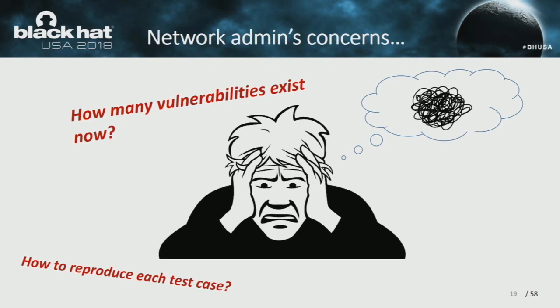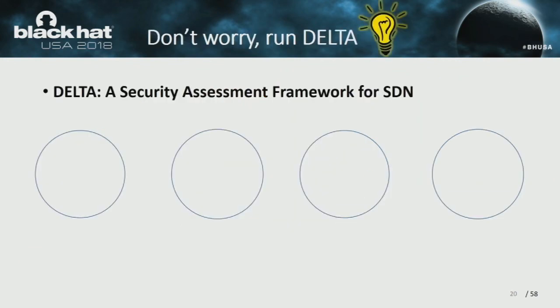Because manually testing each attack in different SDN components is definitely not a simple task. And also, passing all the known security test cases does not necessarily mean that an SDN component is secure, as there may be unknown attacks. So in order to resolve those questions, from now on, I'd like to introduce a security assessment framework for SDN called Delta. And here we have 4 design goals that Delta aims to accomplish.